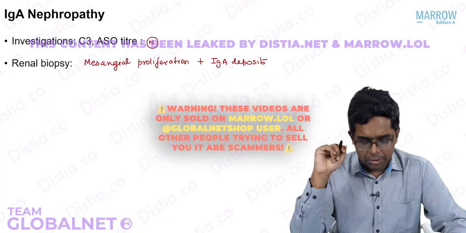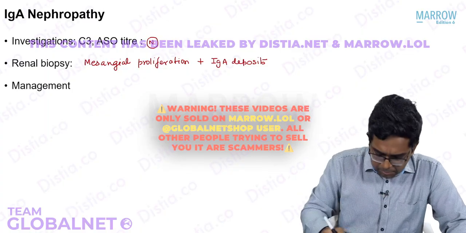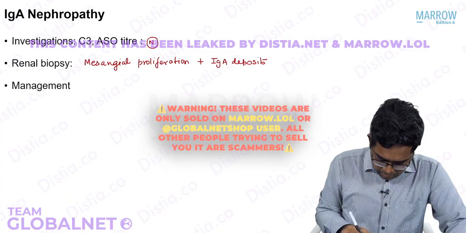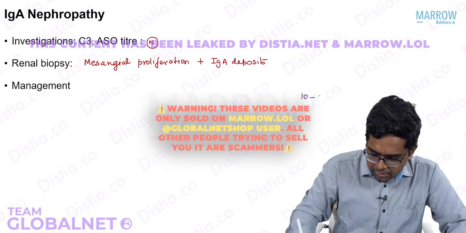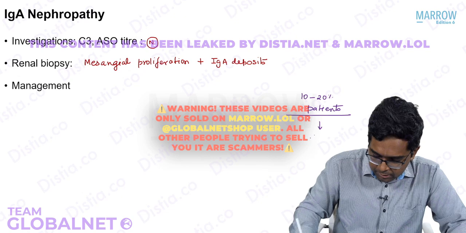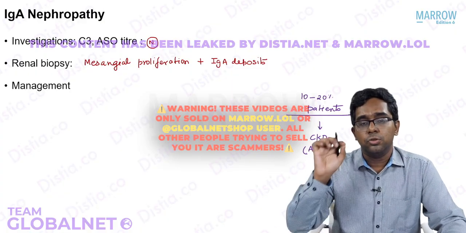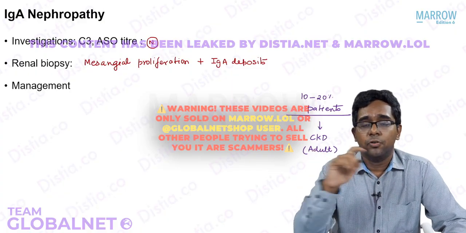For this particular condition, the management is with certain medications. Remember this point that 10 to 20% of the affected patients with IgA nephropathy can develop chronic kidney disease in adulthood. So when they become adults, they can develop CKD. So you should always keep these children under follow-up.